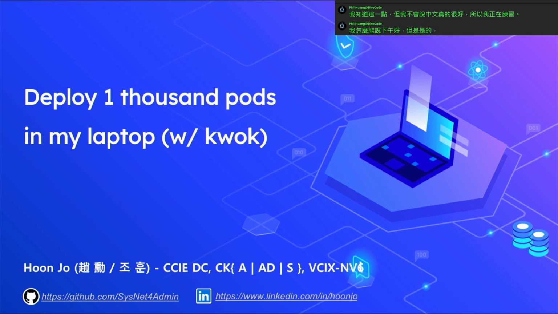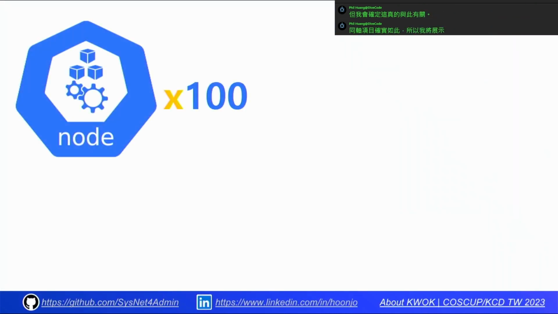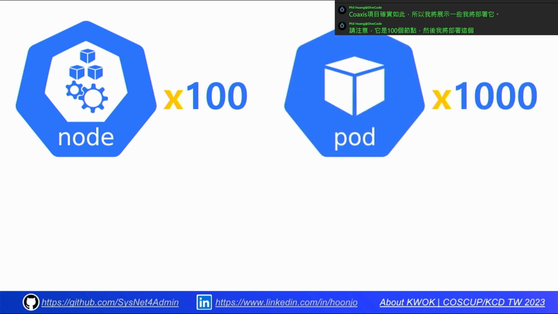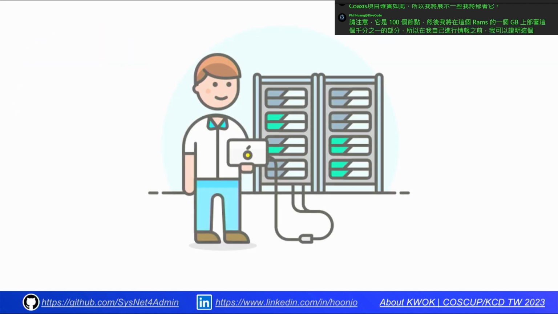Sorry for that. I know that this topic might sound like some kind of hype, but I will be sure to show that this really works with this Quark project. I will deploy a 100 node cluster, and then I will deploy 1000 pods on 1 gigabyte of RAM. Before I introduce myself, I can show how this works.